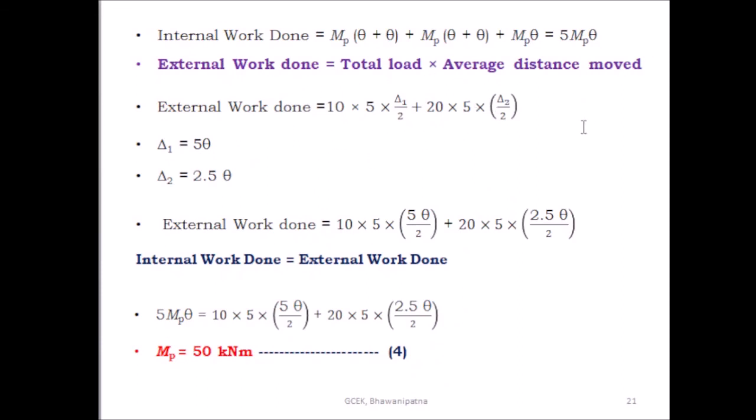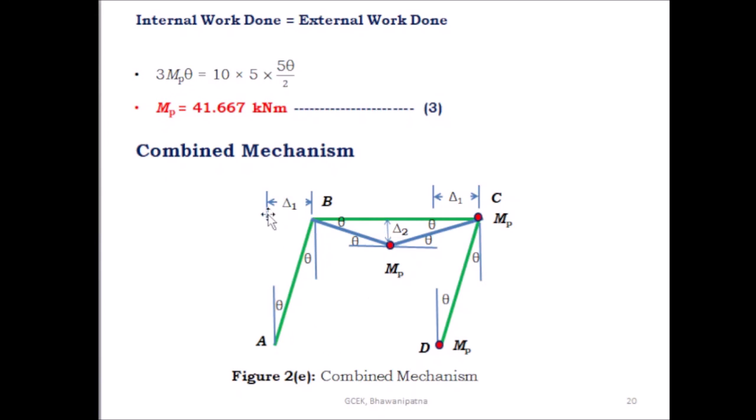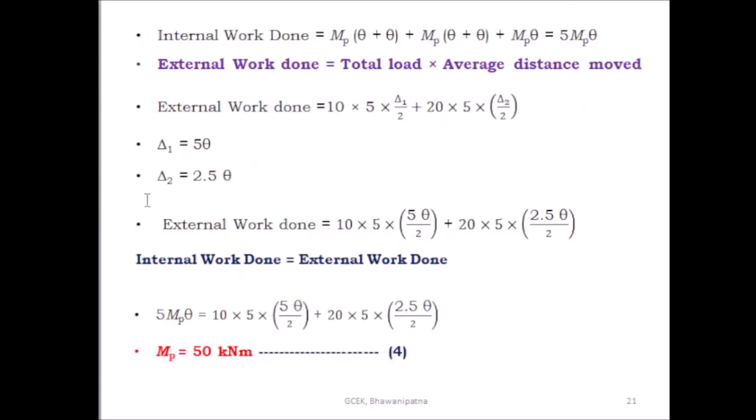So this is the external work done, but find out the relation between delta 1 and theta, and delta 2 and theta. Here this height is 5 meter and this angle is theta, so 5 theta is equal to delta 1. And from this to this the length is 2.5 meter and this is theta, so 2.5 theta is equal to delta 2, and 5 theta is equal to delta 1. Then put the values of delta 1 and delta 2 in this expression. After putting the values, the external work done is equal to 10 into 5 into 5 theta by 2 plus 20 into 5 into 2.5 theta by 2.